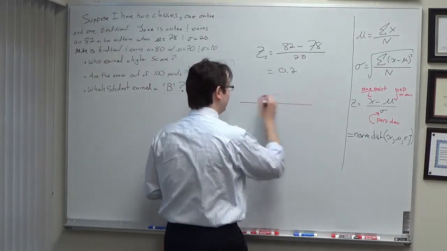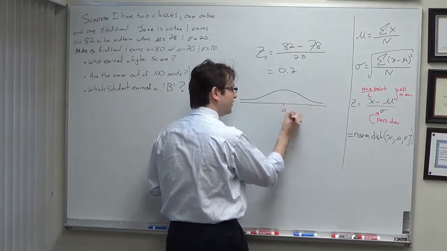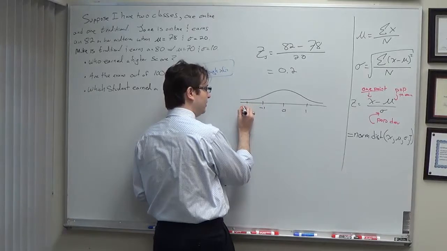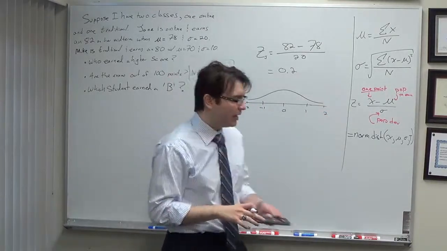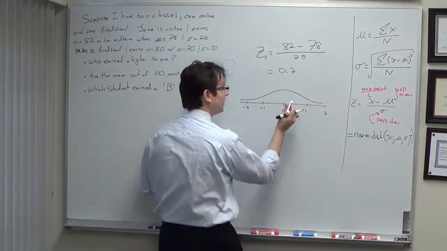Where does this live on the normal curve? Well, here's 0. Here's 1 z standard deviation. Here's -1. Here's 2 standard deviations on the normal. Here's 2 in the positive direction. Jane lives here at 0.2.